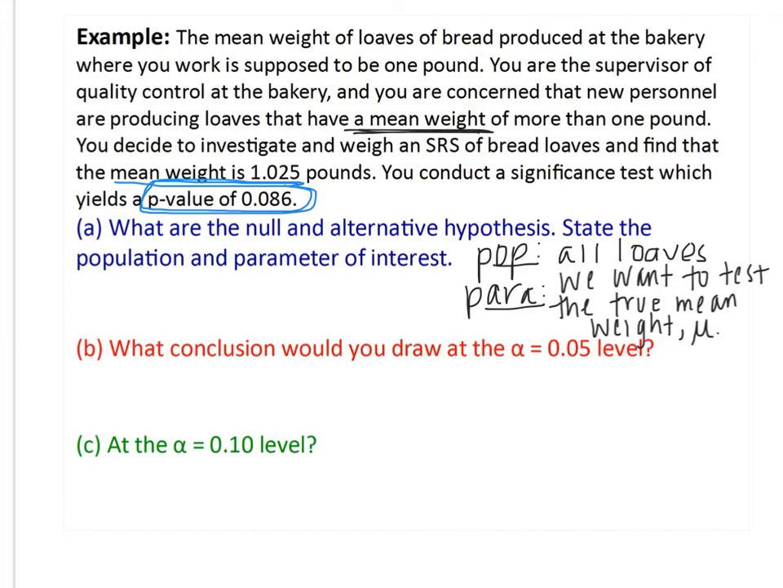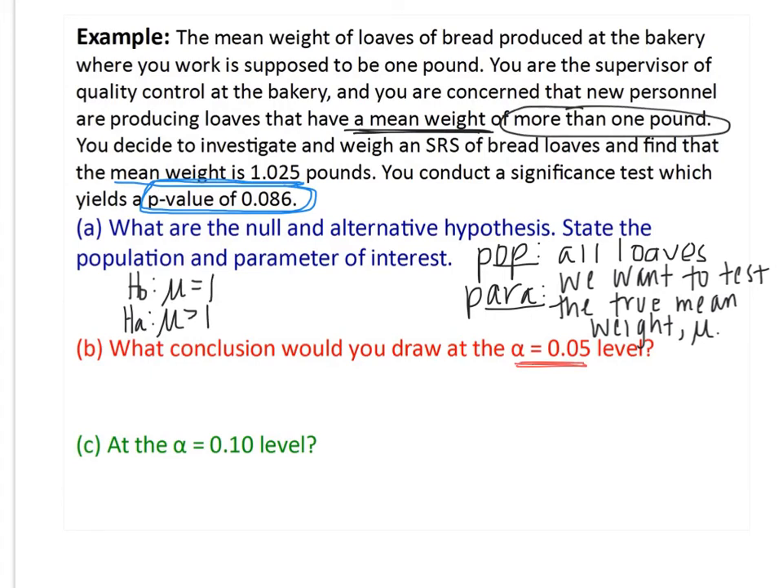The hypotheses: the null hypothesis is that the true mean equals 1 pound, because they want the bread to weigh 1 pound. So mu equals 1. The alternative: we think they're making bread that weighs more than 1 pound, so we think mu is greater than 1. So it says, what conclusion would you draw at the alpha equals 0.05 level?